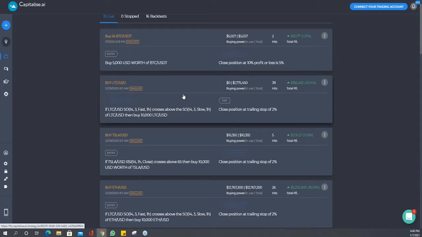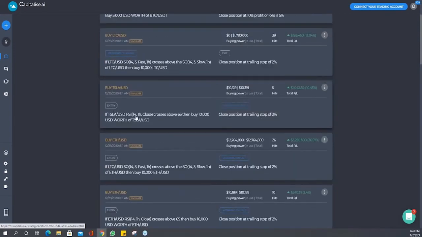And I've just created a few different strategies. So for instance, this is just using a stochastic fast crossing above a stochastic slow. You can see I've kept all my trailing stops at 2%, which is really, really small considering the amount of volatility we've been having. I probably could take that well above to, I don't know, 5% or 10% to even get better results. But I've been slightly conservative, let's say. So here's a simple stochastic with a very small trailing stop, and you can see in the last 8 days I've had 39 hits at 13%.